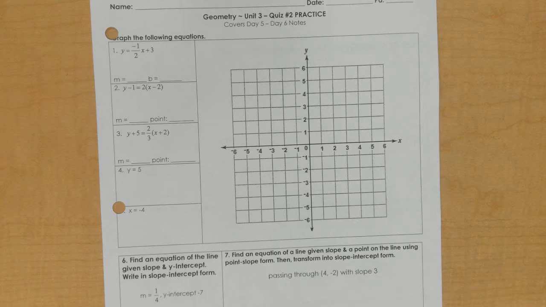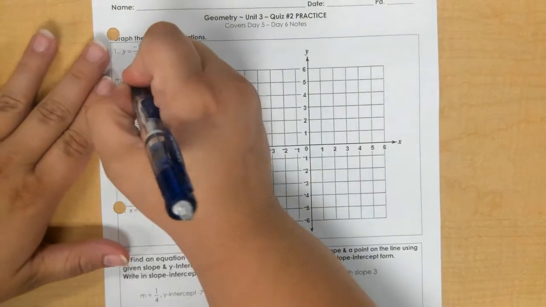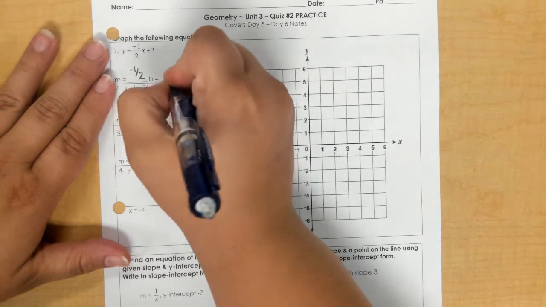For Unit 3, quiz number 2 in geometry, this was all going to be algebra review from day 5 and day 6 notes. So if I look over to the side, I have 5 different types of equations. Number 1 should be in slope-intercept form, and I gave you a little bit of a guide. What is your slope, m, and what is your y-intercept, b?